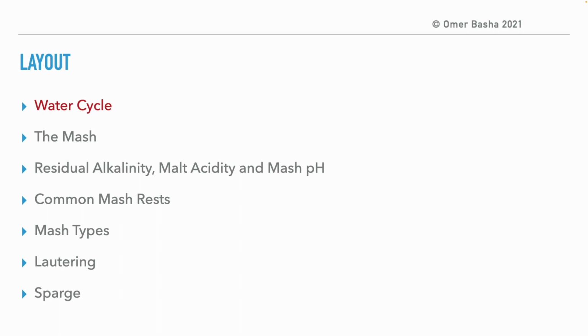We will start by talking about the water cycle, then explain what is a mash, move on to talk about residual alkalinity, malt acidity and the mash pH, talk about common mash rests and their function, talk about different mash types, and finish with separating sweet wort from the grains via Lautering and Sparge. And let's start with the first topic of the day, the water cycle.